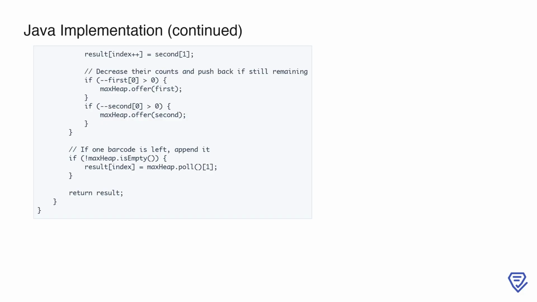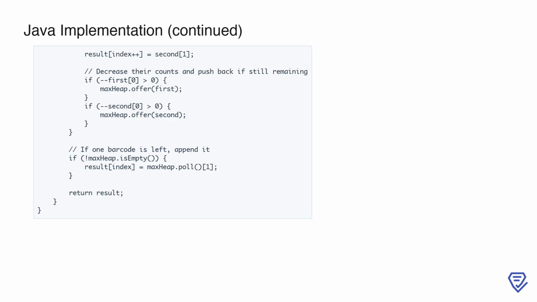To maintain the frequency counts, we decrement the counts of both barcodes. If either barcode still has remaining occurrences, it is pushed back into the max heap for further use. This ensures that all barcodes are appropriately placed while respecting the condition of no adjacent duplicates.